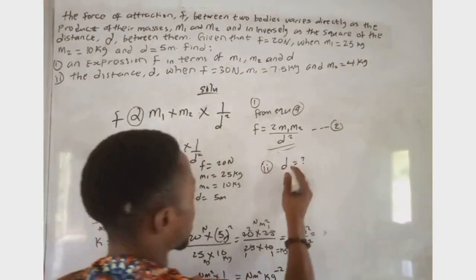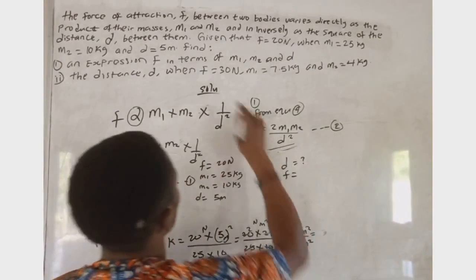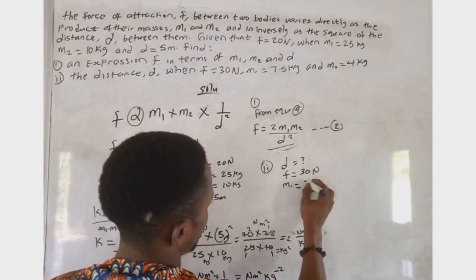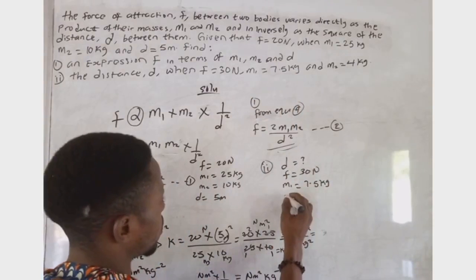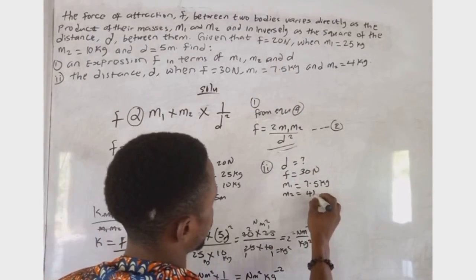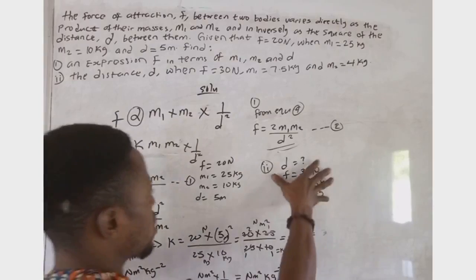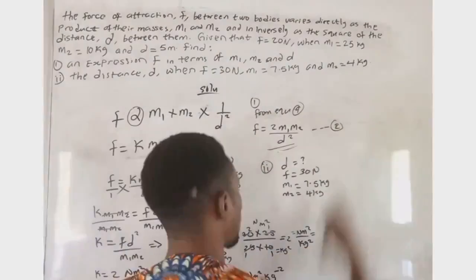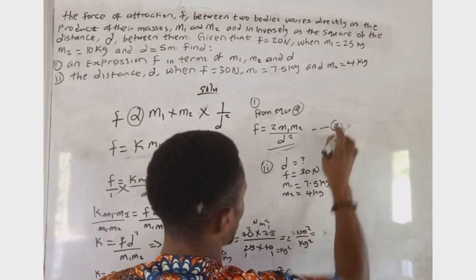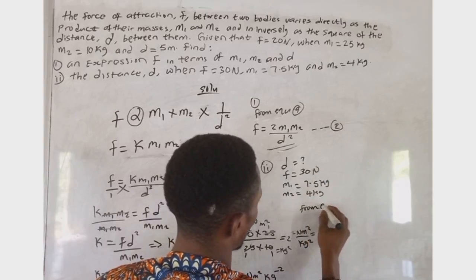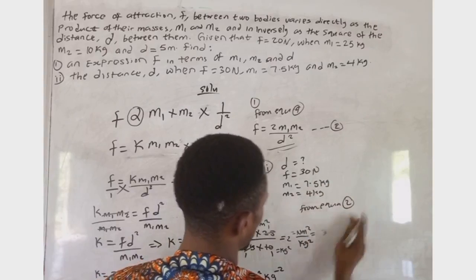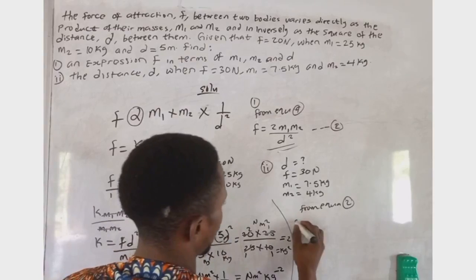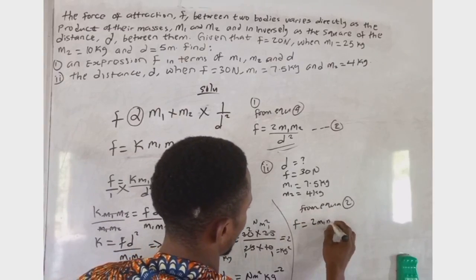So in this place, we want to find d, and we are given F to be 30 Newton, m1 to be 7.5 kg, and m2 is equal to 4 kg. All these are the 3 data, and I want to find our d. So from equation 2, we have F is equal to 2 m1 m2 over d squared.